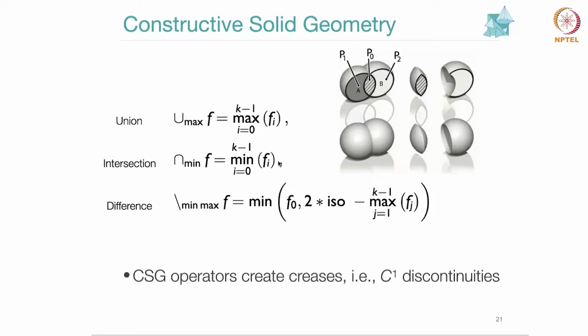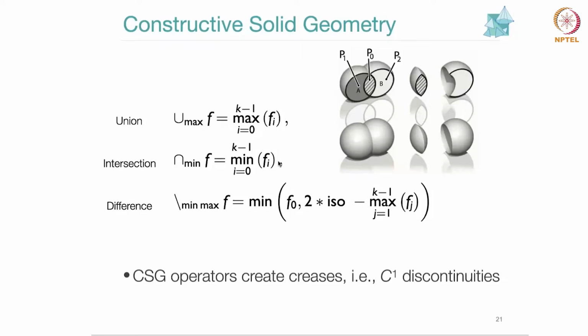It could be anything as well, right? So you do F0 and, max Fj is just Fj. So F0 and minus Fj, you take a min of that, right? And that's my min-max operator that calculates the difference.